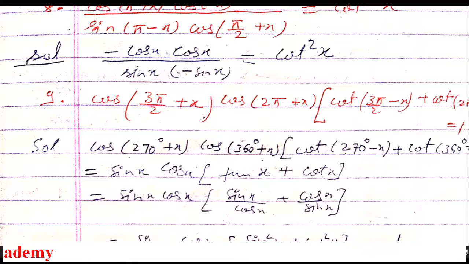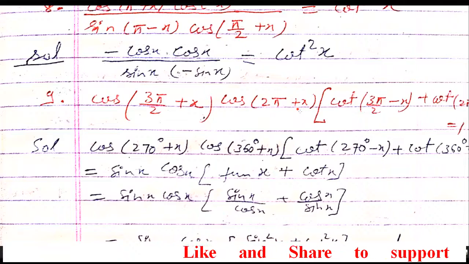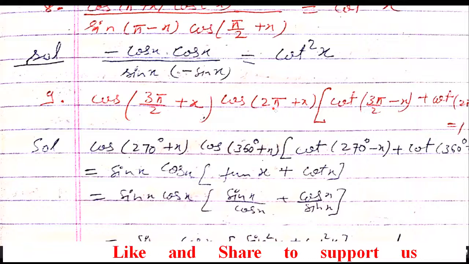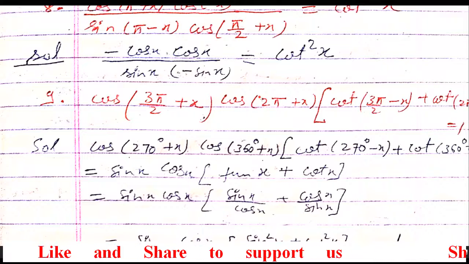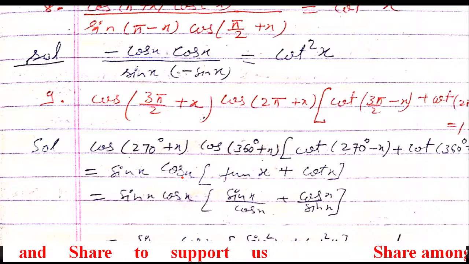Now cos(π/2 + x), so it will move to the first quadrant. π/2 means at the initial point, and if you do plus, then you will move to the first quadrant where all trigonometric ratios are positive, and at 2π the trigonometric ratio does not change. That's why cos(2π + x) is cos x only.